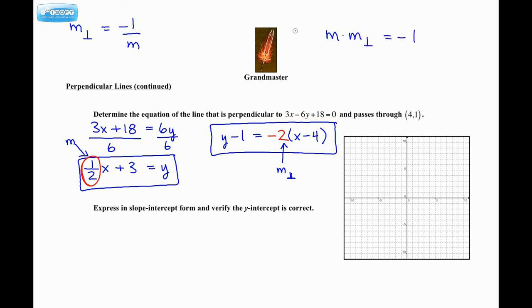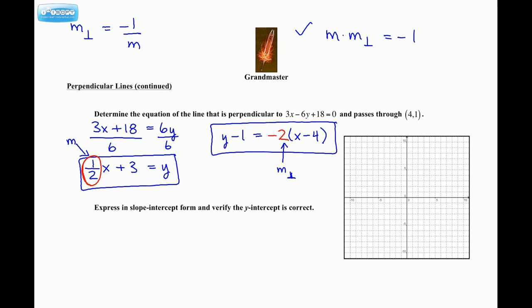So this equation in particular is useful if you want to test to see whether or not lines are perpendicular. Just multiply the two slopes and ask yourself, do I get negative 1? We can also check our work. What is negative 2 times positive 1/2? That would give me negative 1. So I know that these lines are perpendicular.